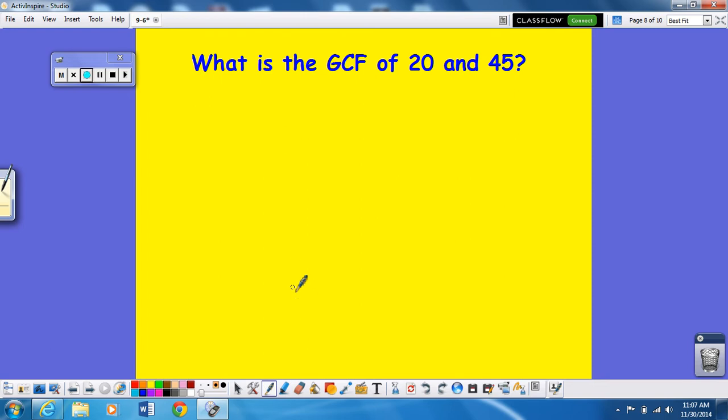Okay? Hope you're getting the hang of how to make a factor tree. They're really not hard at all. What is the GCF of 20 and 45? Okay? Remember, you can start wherever you want to for your factor tree.